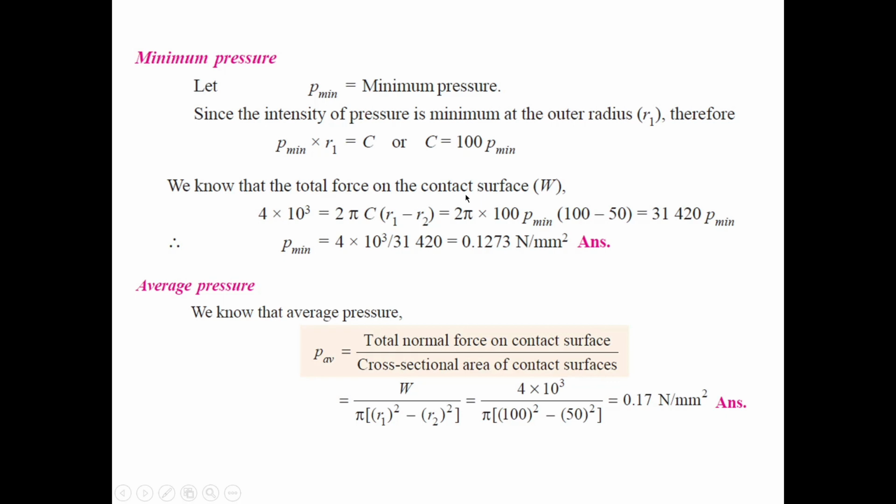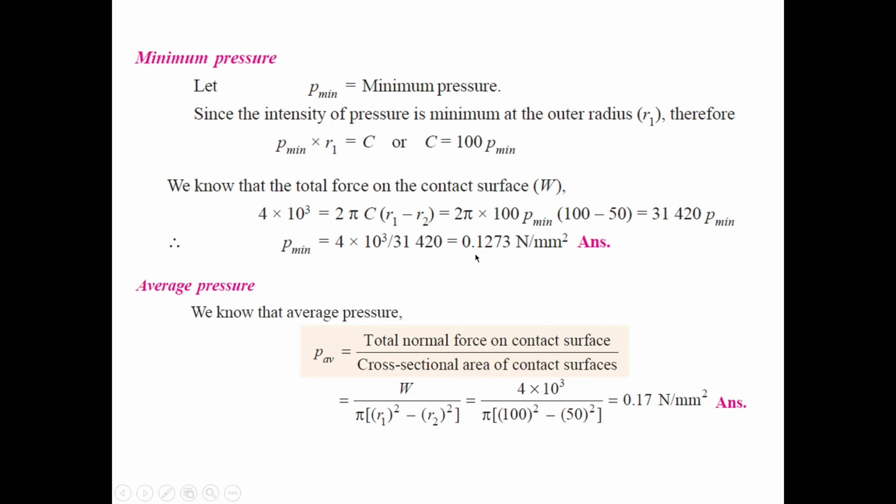And we also know the formula for calculating the axial force, W is equal to 2 pi C of R1 minus R2. Here, instead of C, we can substitute 100 P minimum, R1 and R2 are given, so it can be substituted. And finally, the P minimum value has been found out as 0.1273 Newton per mm square.